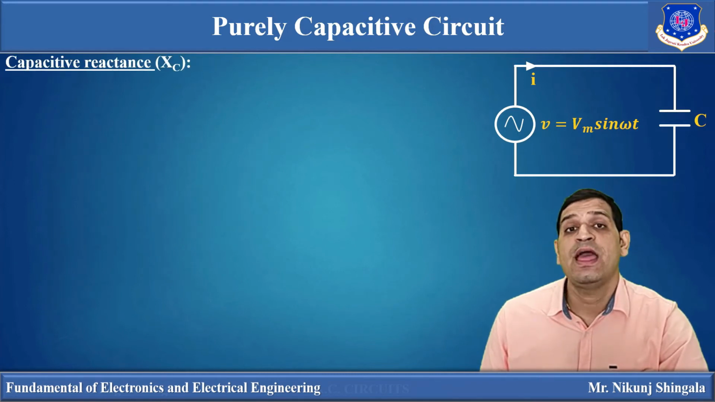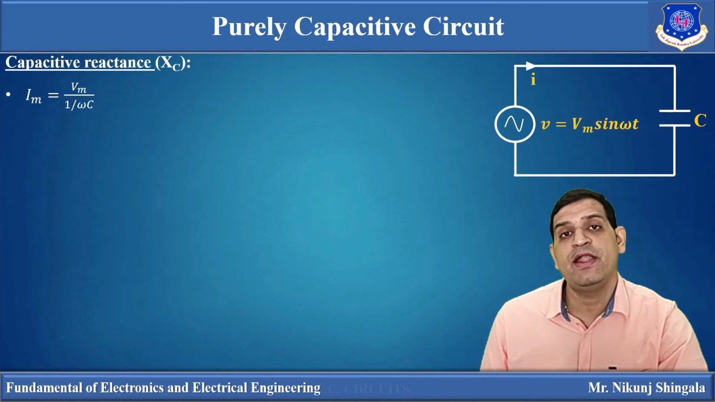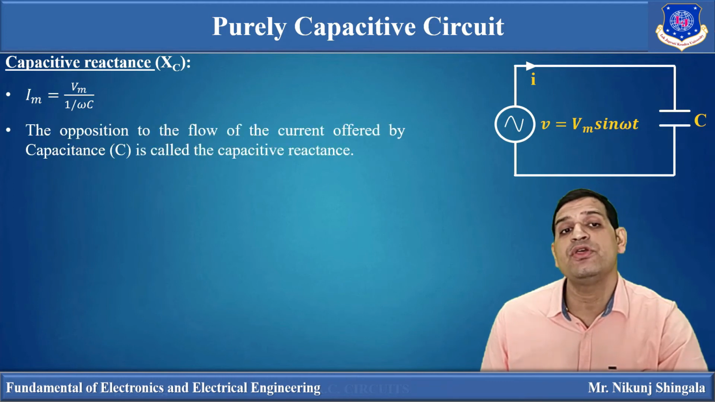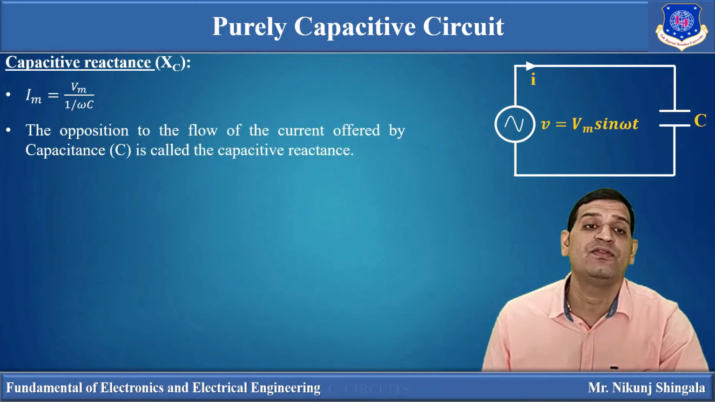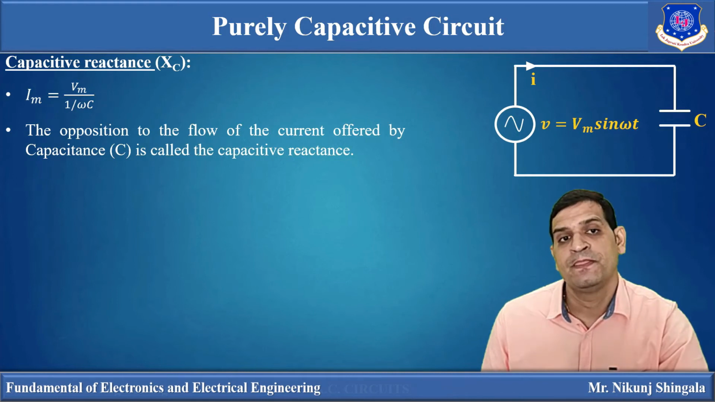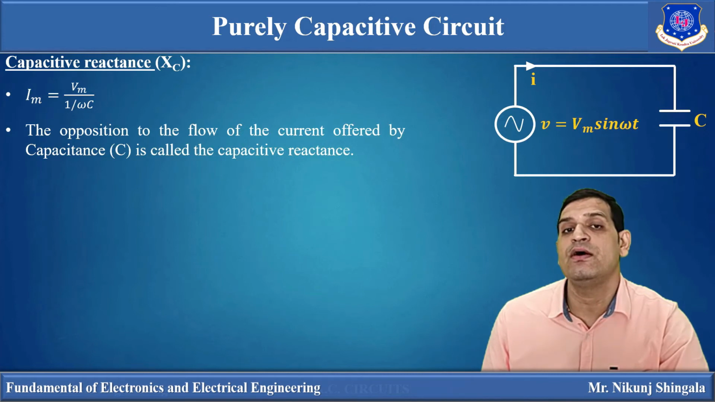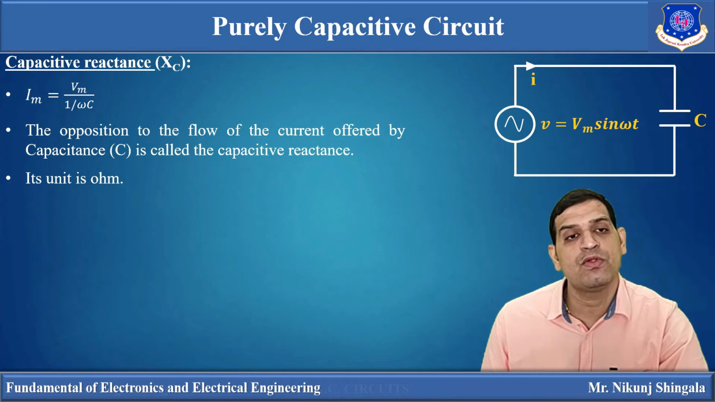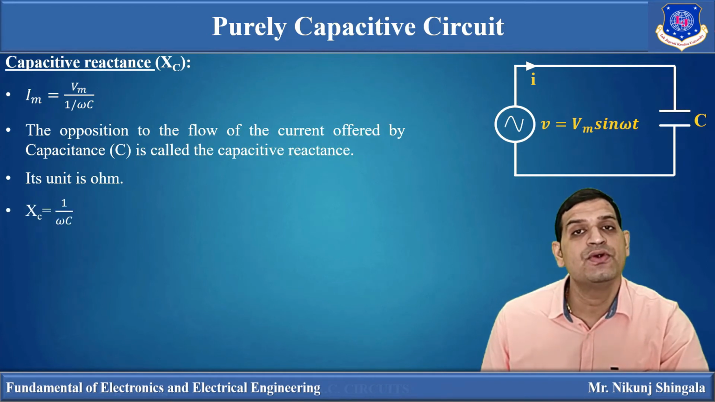Now, capacitive reactance. We know Im is equal to Vm divided by 1 upon omega C. Capacitive reactance is the opposition to the flow of current offered by the capacitance C. So it is similar to the inductive reactance: opposition offered to the flow of current, but in this case it is offered by the capacitance. Its unit is ohm, and it is denoted by Xc.